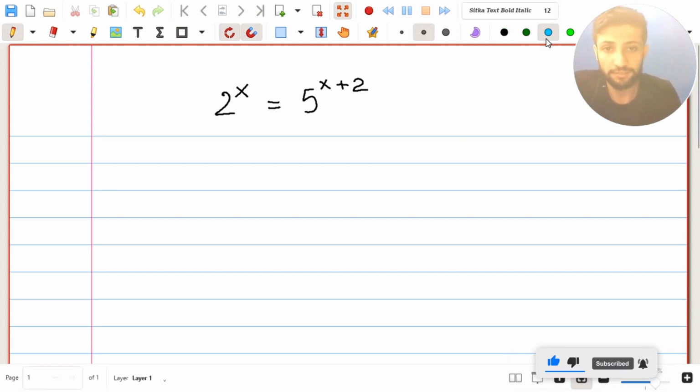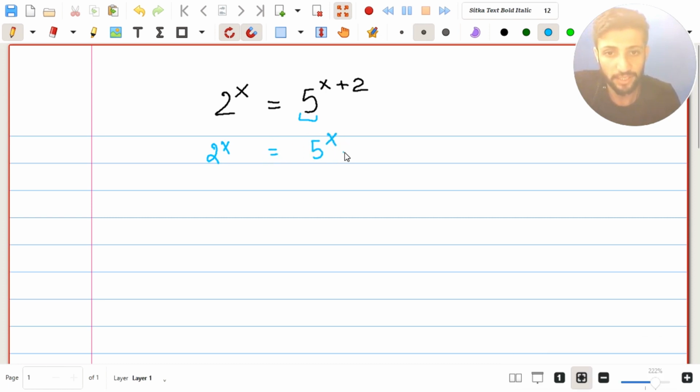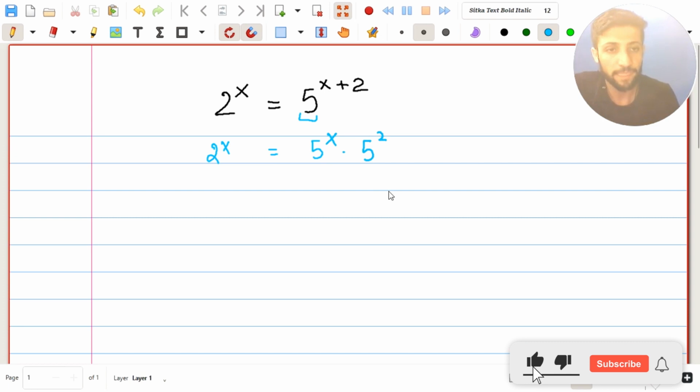But the easiest way is simply by looking at this equation, I can see that I can break this 5 to power x plus 2 into 5 to power x into 5 to power 2 by the laws of exponents. So I can say that 2 to power x equal to 5 to power x into 5 to power 2. So now the thing is, you can either divide this whole equation by 2 to power x, or you can divide this whole equation by 5 to power x.